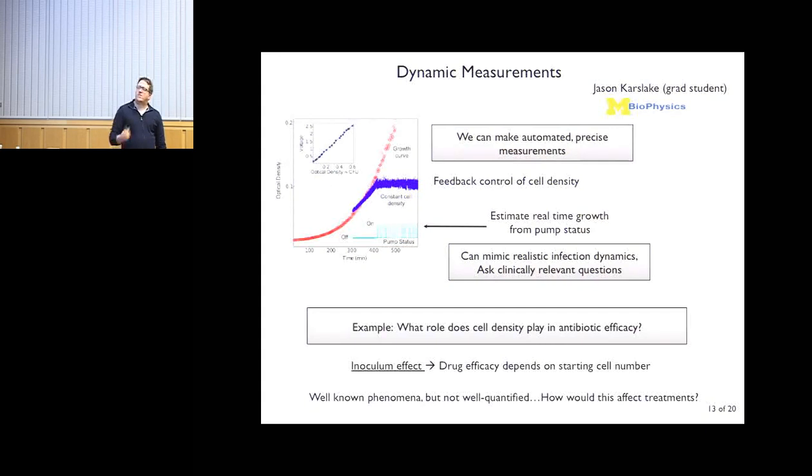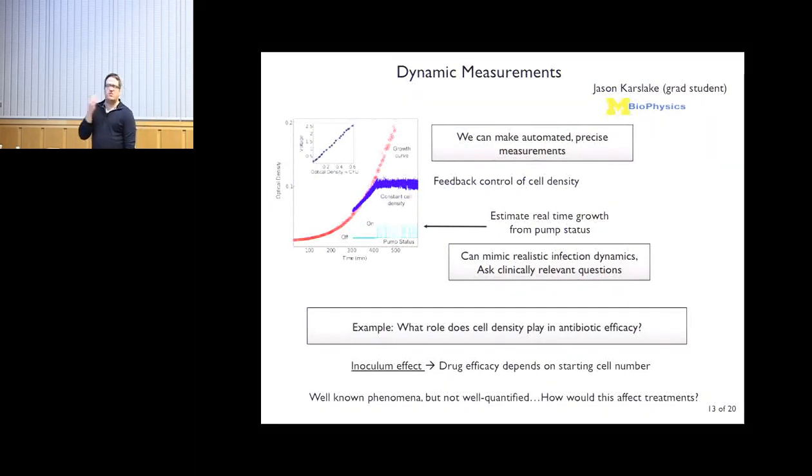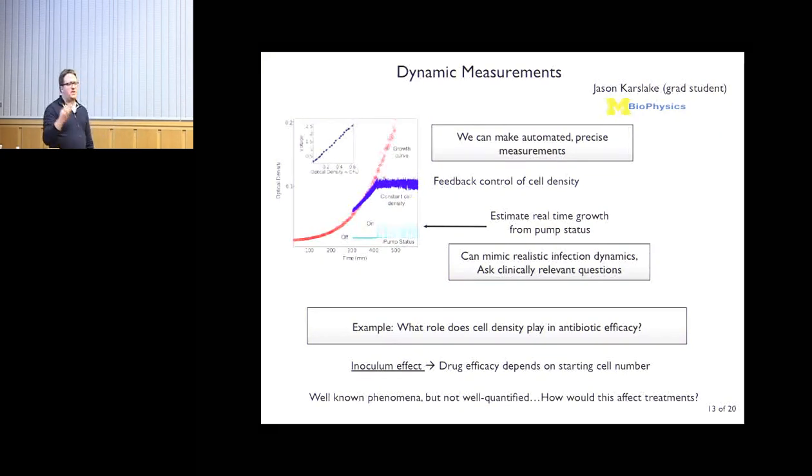And so one question that we looked at right away is, what role does cell density play in antibiotic efficacy? So there's something called the inoculum effect that people may be aware of. It's the idea that drug efficacy is going to depend on the starting number of cells in a population. Okay, so this is a well-known effect. One thing about this effect, though, is it's a little bit difficult to interpret, because if I asked you, well, how does it depend on cell density?